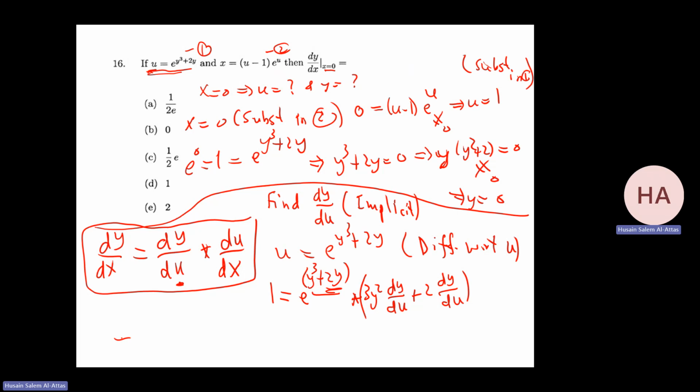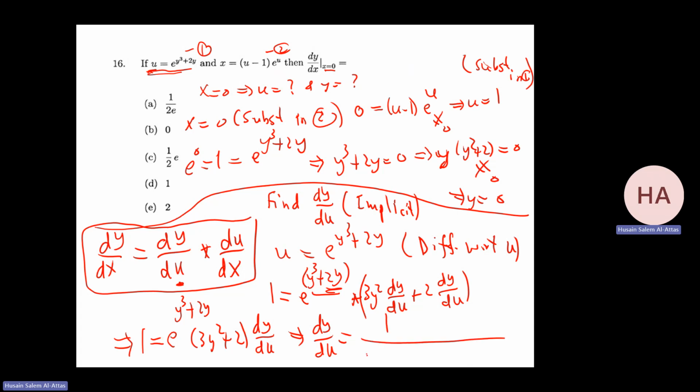So if we do the calculation for dy by du, let me do it in steps. Don't rush it. I have 1 equals e to the power y cubed plus 2y, times 3y squared plus 2, times dy over du. So dy by du will be equal to 1 over all of this, which is e to the power y cubed plus 2y times 3y squared plus 2. Are we done?